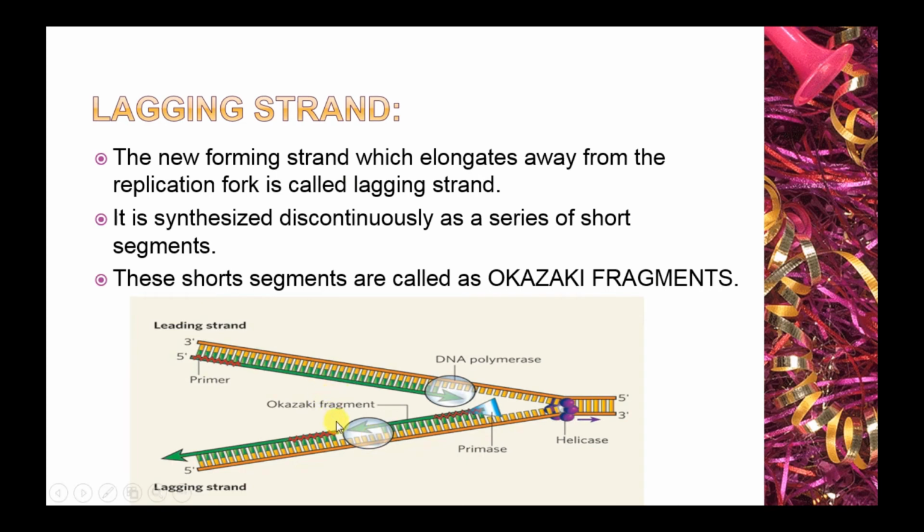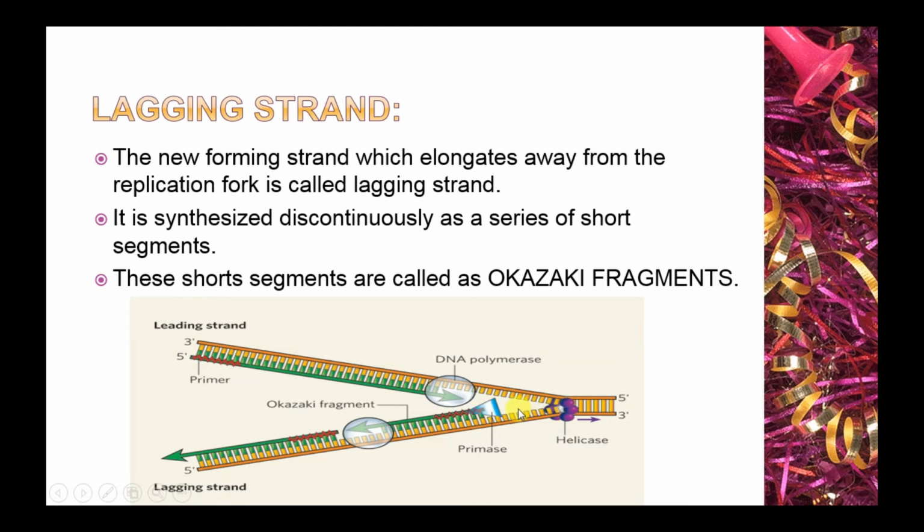Similarly, you can see this is another segment forming here. The red color is the primer, which is formed by the primase, and after that the DNA polymerase started its work and formed a new nucleotide chain over the old parental strand. So this is called a lagging strand. In the lagging strand the replication is not continuous. This chain is directed away from the replication fork.